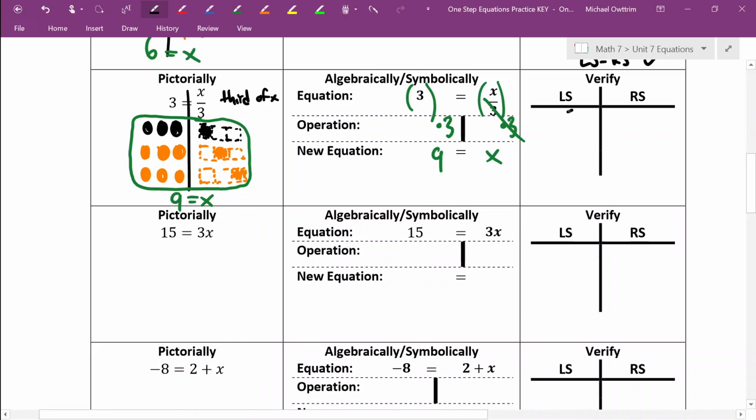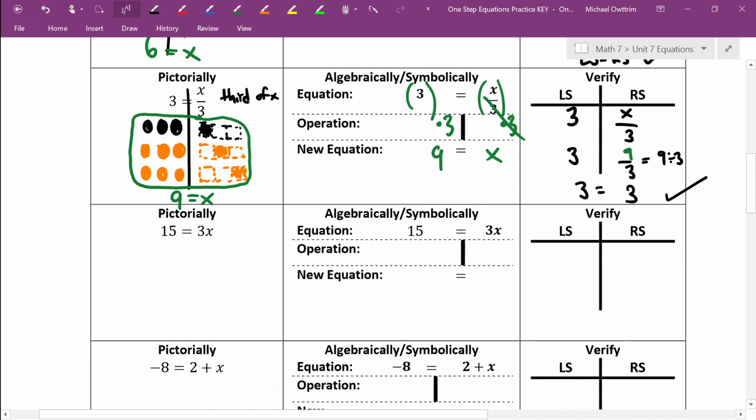For verification, the left side of the original equation was 3. The right side was whatever x is divided by 3. We think that x is the number 9. We want to divide that by 3. 9 divided by 3 is just 3, and the left side was 3. So indeed, again, the left side is equal to the right side.